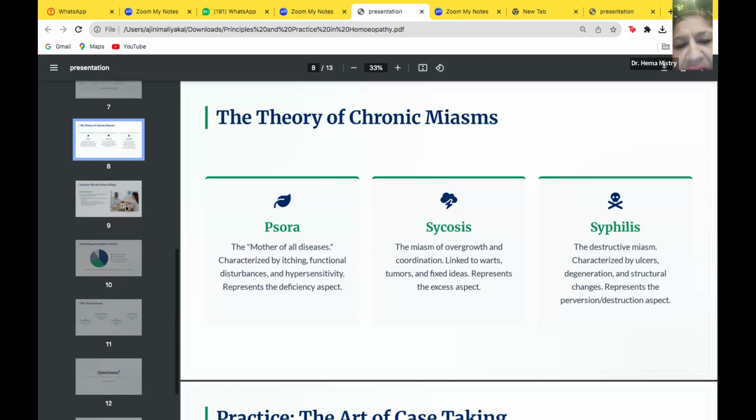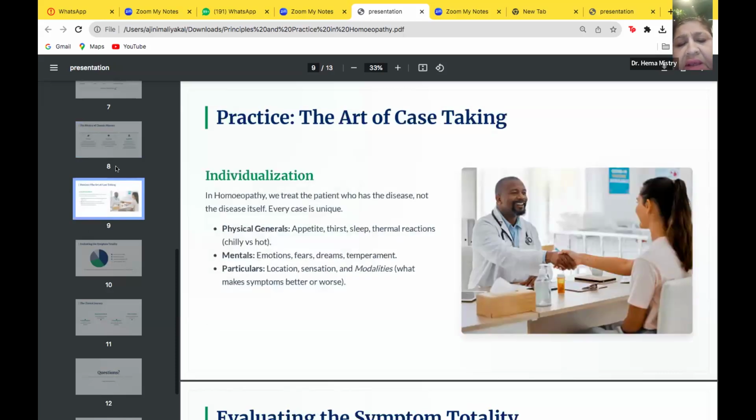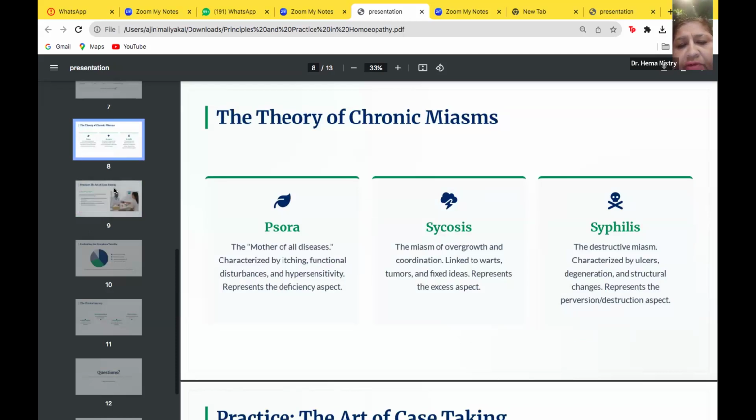So he came down with this theory of chronic miasms, where he started noting down signs and symptoms and trying to divide this and present it in a form of psora, sycosis, and syphilis. Like in Ayurveda, we have pitta, kapha, and vata. So these are the constitution types, which are the cause of all diseases. Similarly, he tried to express that in homeopathy, we have this theory of chronic miasms called psora, sycosis, and syphilis, which are the root cause of all the diseases.